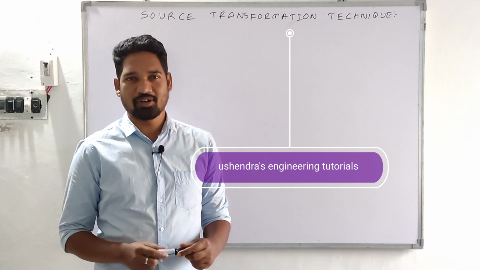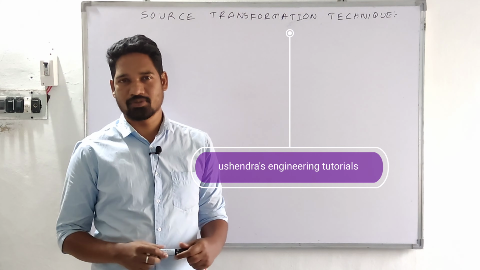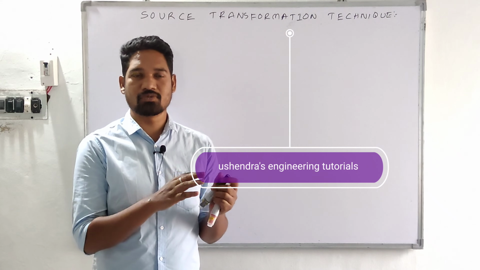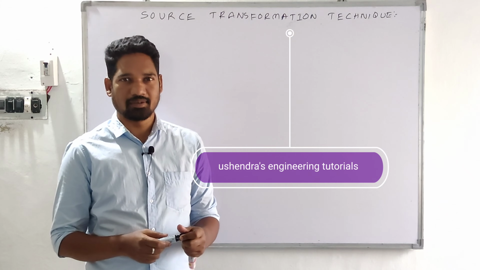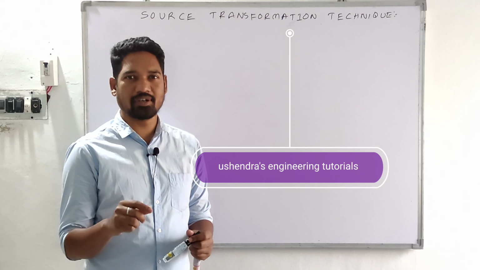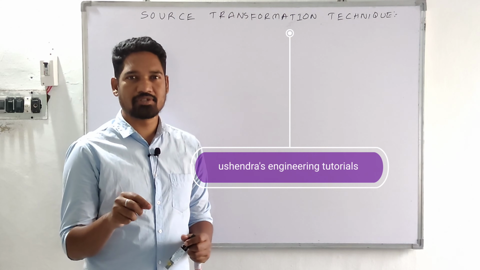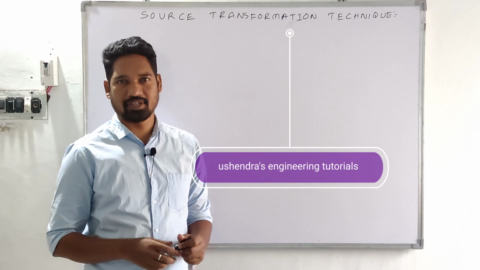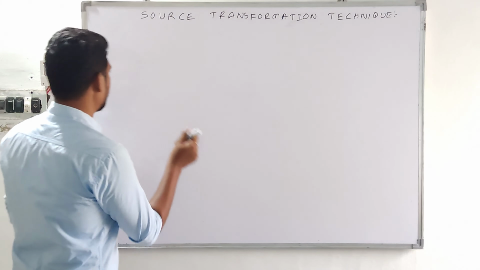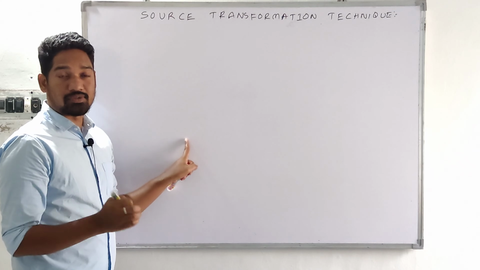Hi, an important topic from network analysis, source transformation. It may be from voltage to current source or vice versa. The topic may be small, but it is a very important and useful transformation technique while we deal with various circuits in network analysis. It may be a practical voltage source.